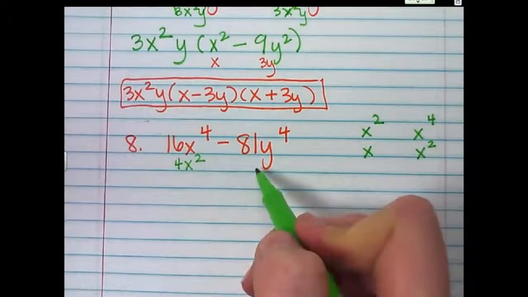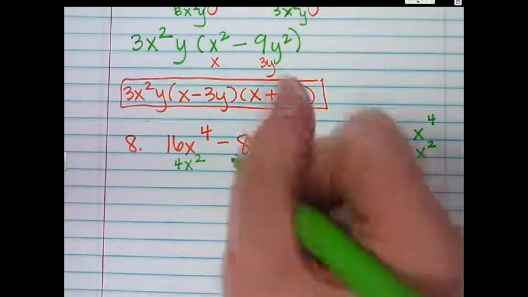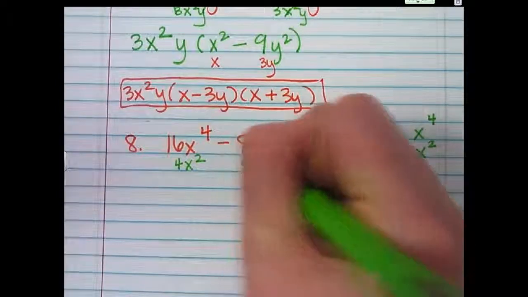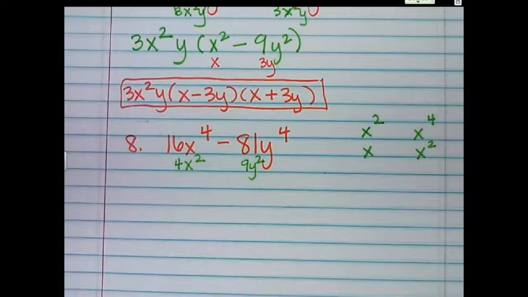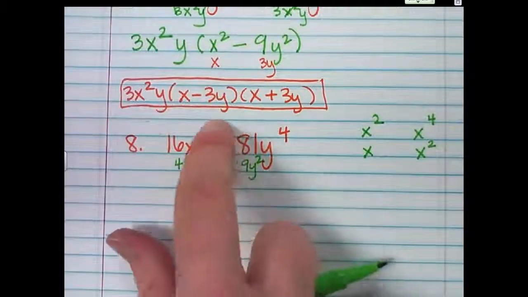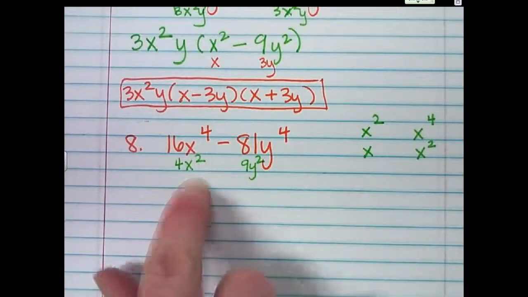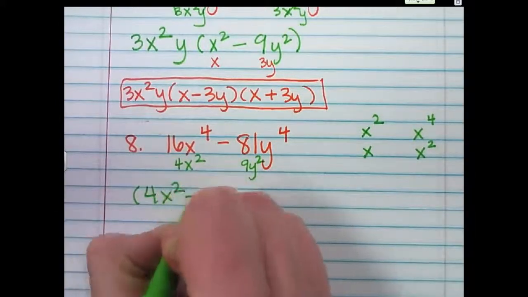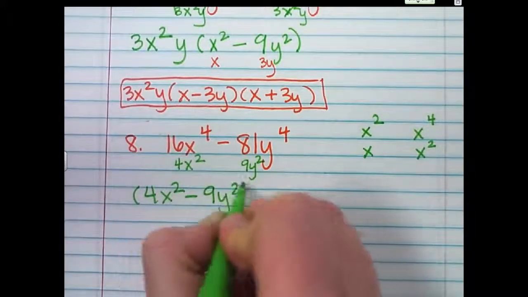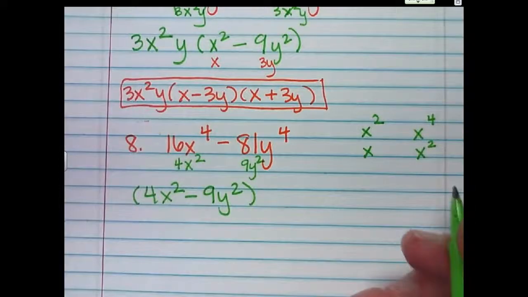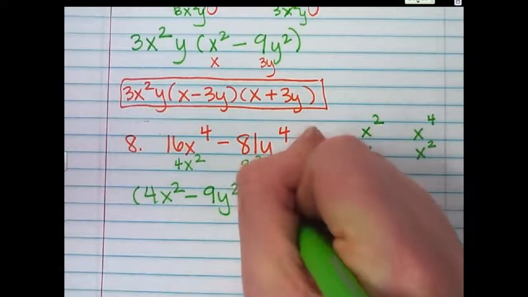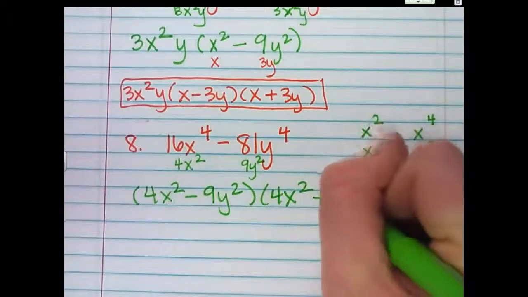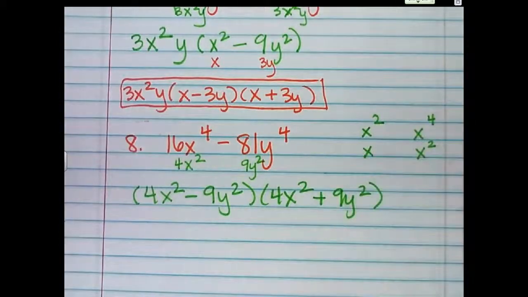And what will the second one be? 9y squared. Okay, so you just take that exponent. I could put x to the 8th there, and then this would be x to the 4th. You just divide it in half. So we have 4x squared minus 9y squared, and 4x squared plus 9y squared.